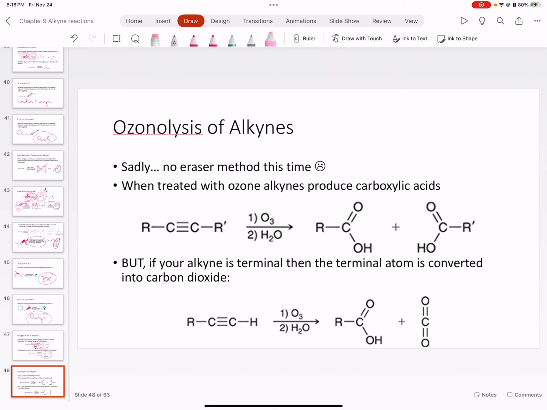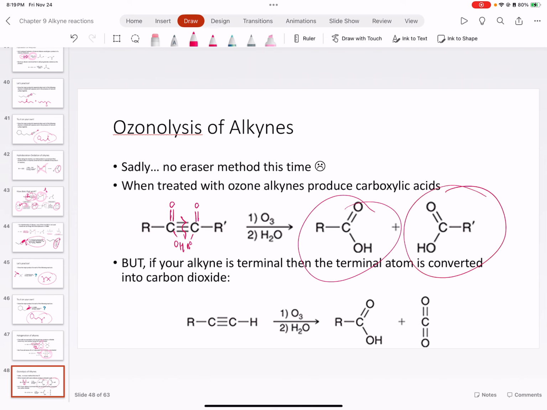Now ozonolysis. I know it was one of our favorites on alkenes because I felt like it was kind of fun, and I feel like it was easier. We just had to erase bonds. In this case, we cannot do that. When treated with ozone, alkynes produce carboxylic acids. I mean, if you wanted to, but the thing is that we are breaking, and we're going to do a double bond here, and we're going to be creating a carboxylic acid, and in here we're going to break it and create a carboxylic acid, and that's how.